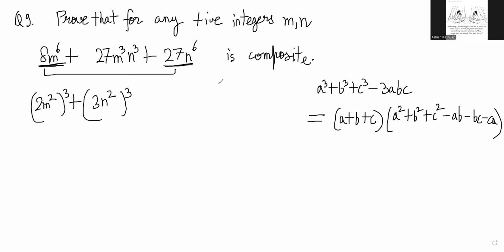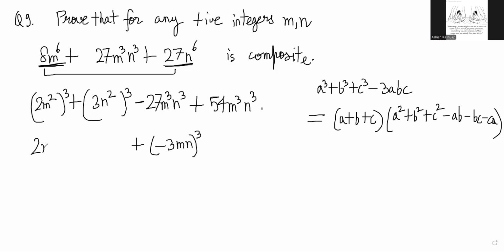And I don't have a negative term. I need to make a negative term. So I'll just put, let's put a minus 27 m cube n cube plus 54 m cube n cube. And let's see whether it works for us or not, right? So this can be written as minus 3mn whole cube. And this is 2m square whole cube plus 3n square whole cube.